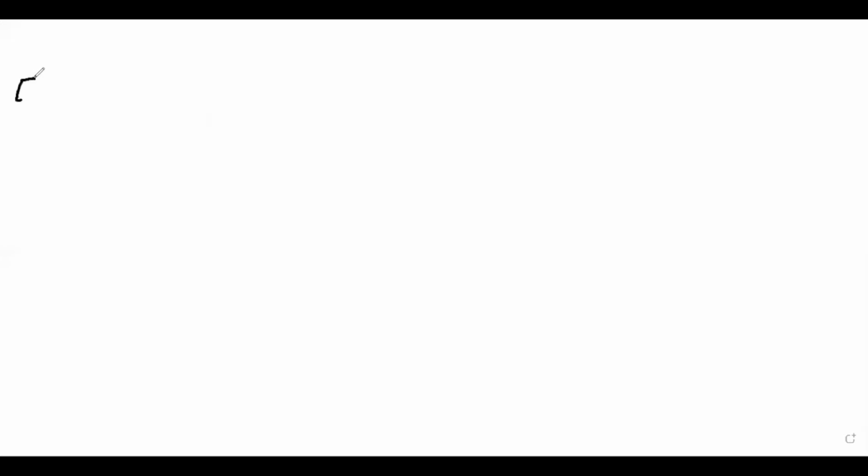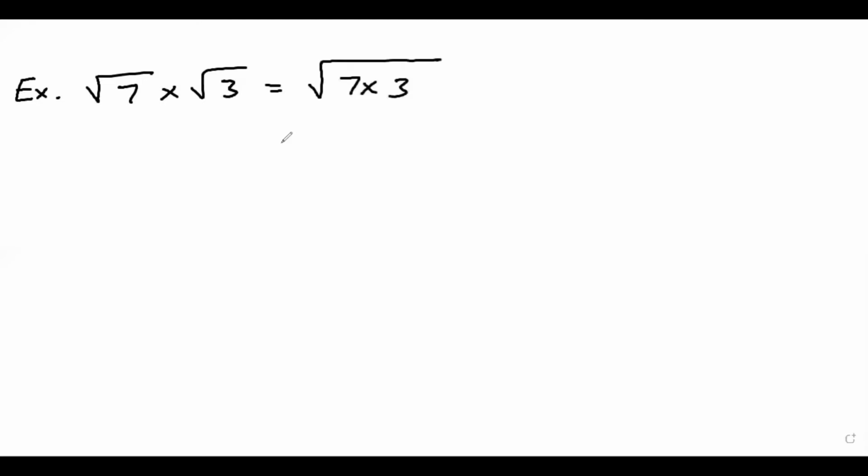So for example, let's say we have root 7 times root 3. Now because the orders are the same here, we can just say big square root, 7 times 3. And 7 times 3, that's 21. So we have root 21. And that would be the answer.